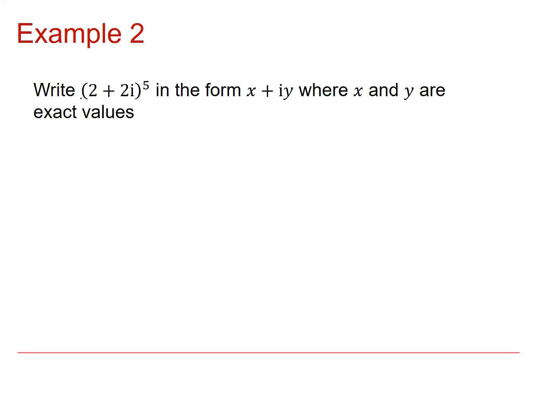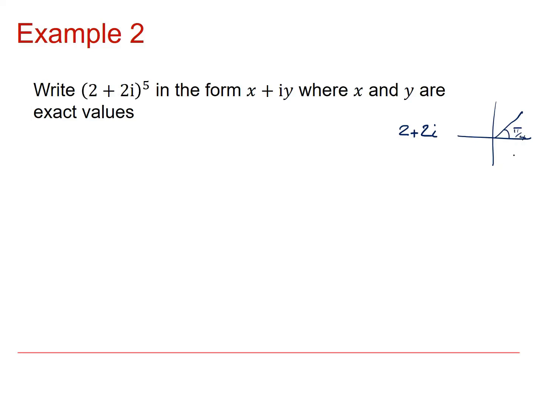Okay, in this example we're going to look at 2 plus 2i to the 5, and I want that in the form x plus iy, where x and y are exact values. Okay, well, let's see what we've got. Starting then with 2 plus 2i, let's think about that. Well, if I draw it on an Argand diagram, it's going to be there, first quadrant, and this angle here is going to be pi by 4.